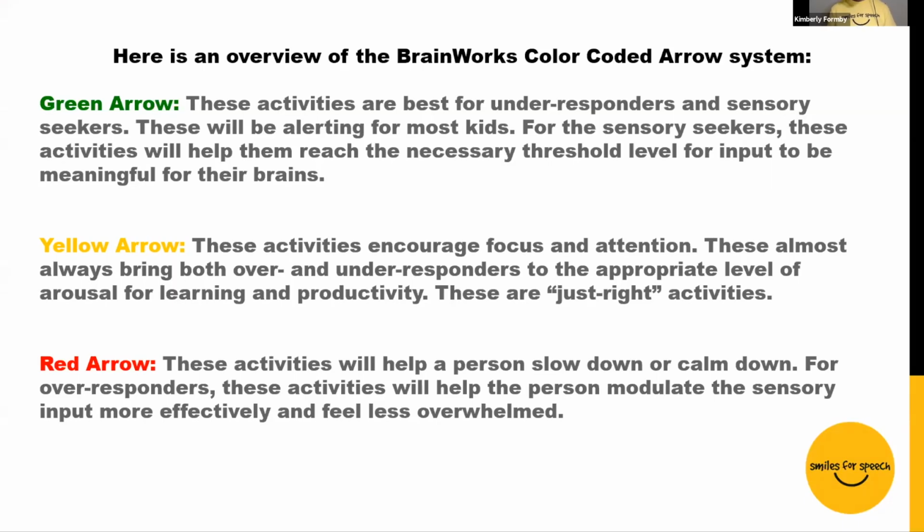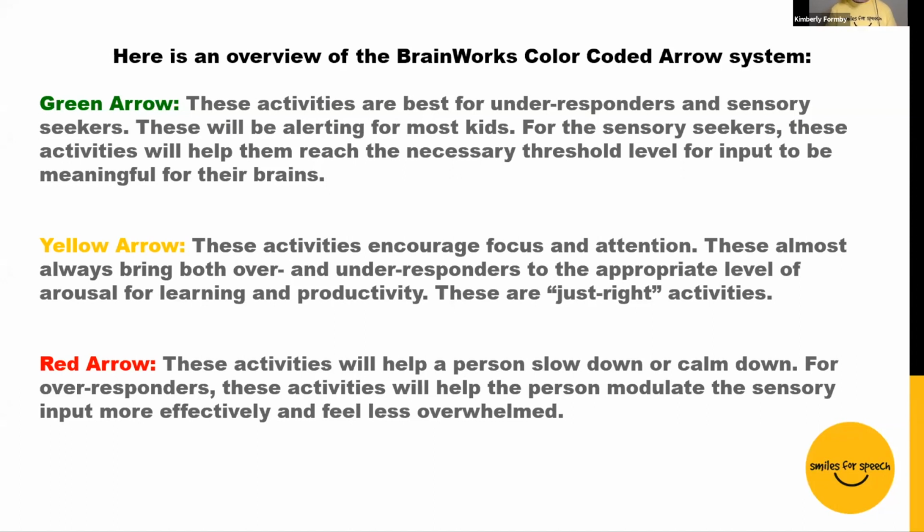It's very important, once we get into looking at the website, to understand the color-coded system that BrainWorks uses. So you're going to see green activities. These activities are best for kids who are under responsive to sensory information and for kids who are sensory seekers. So these are the activities that are going to be alerting for most kids.